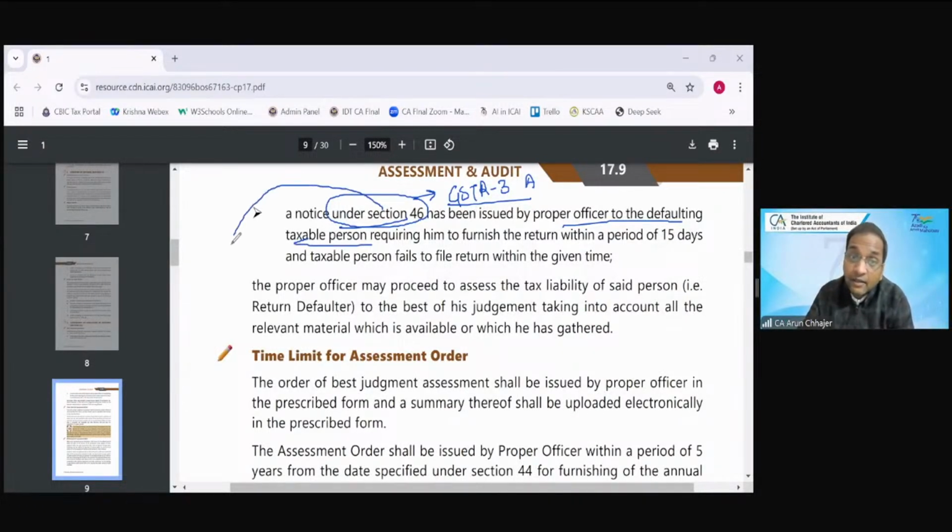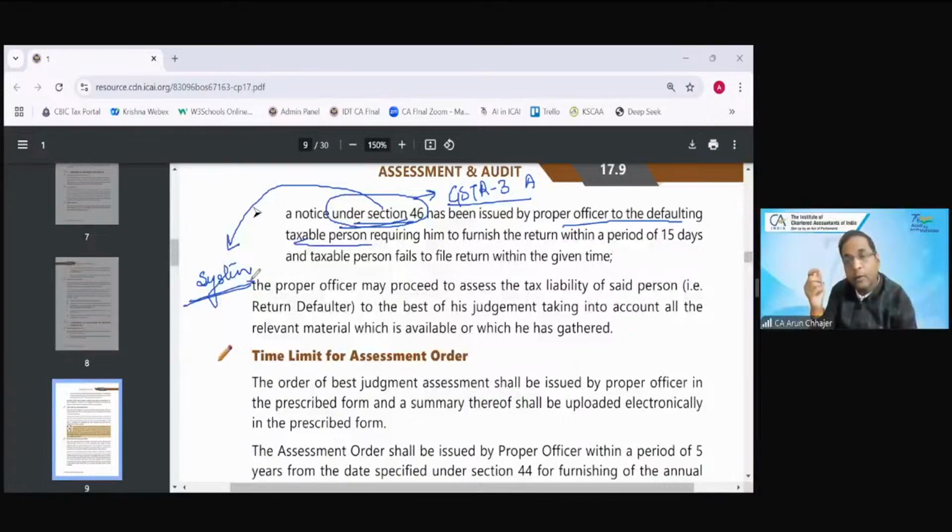Now this is almost in all the states, I'm saying almost, it is systematic. It is generated by the system itself. Now they are not required to wait for the proper officer, because if it is a manual process, then it would not be possible. There would be the possibility that all are not being covered. तो अब क्या हुआ? जैसे ही वो रिटर्न फाइल नहीं करता, सिस्टम हिमसेल्फ विल इश्यू द नोटिस.